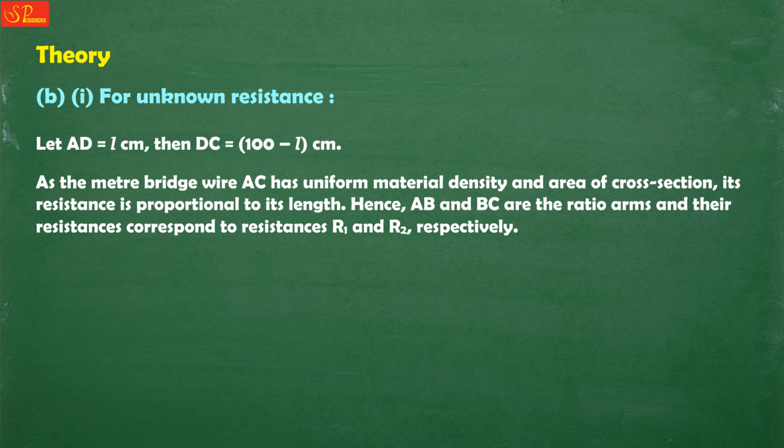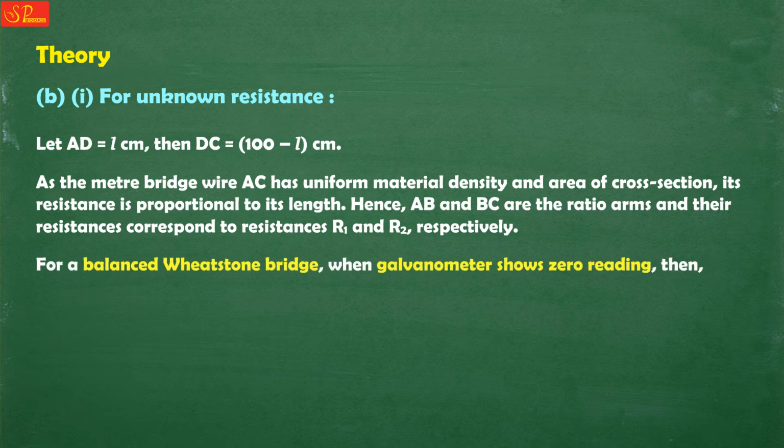B1. For unknown resistance, let AD equal L centimeter, then DC equals 100 minus L centimeter. As the meter bridge wire AC has uniform material density and area of cross section, its resistance is proportional to its length. Hence, AB and BC are the ratio arms and their resistances correspond to R1 and R2 respectively. For a balanced Wheatstone bridge, when the galvanometer shows 0 reading, then R1 by R2 equals R3 by R4.